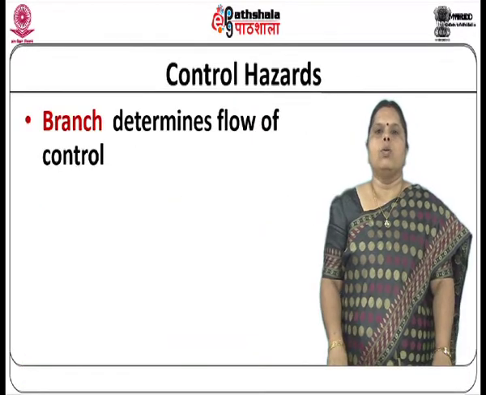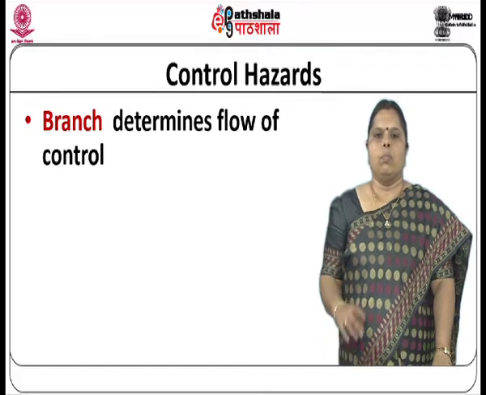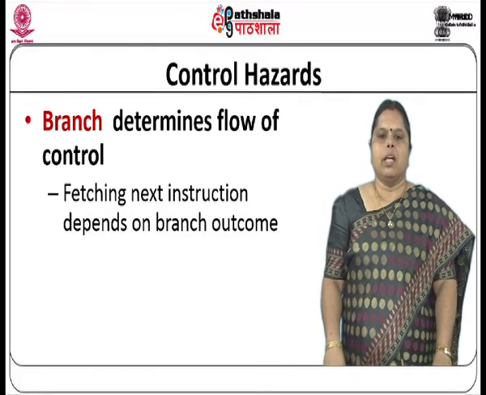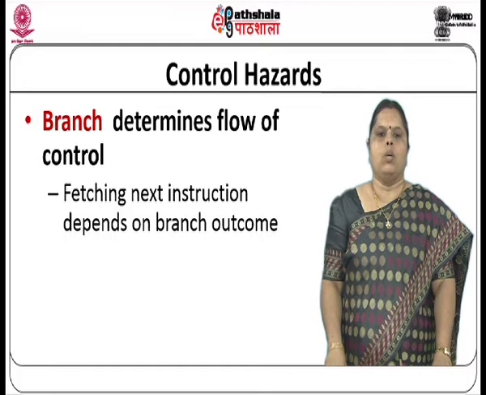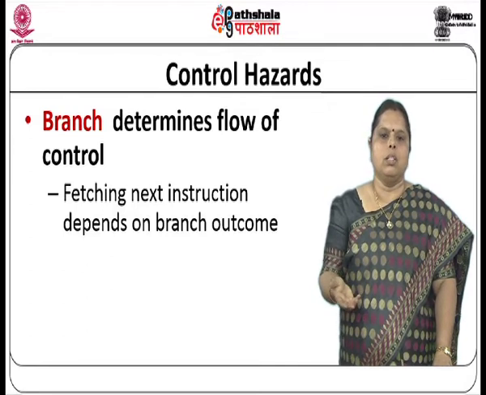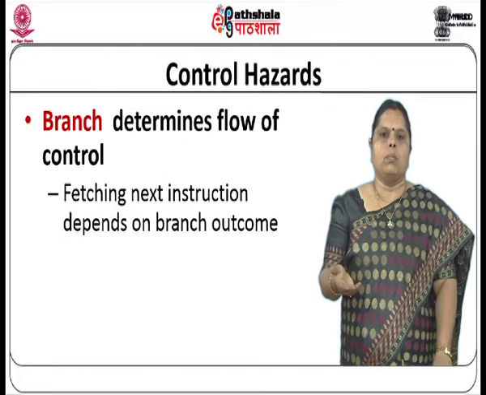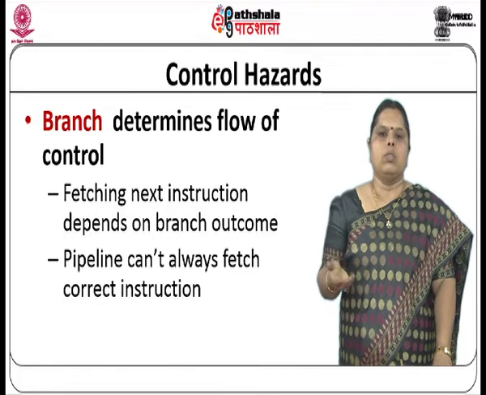Control hazards are caused by branches. Branches determine the flow of control for a program. When you fetch the next instruction and it is dependent on a branch outcome, you know that we are not going to have a sequential flow. Normally it is a sequential flow of instructions, but when you come across a branch, depending upon the outcome of the branch, the next instruction will have to be fetched from elsewhere.